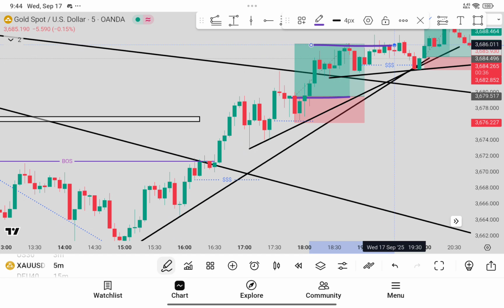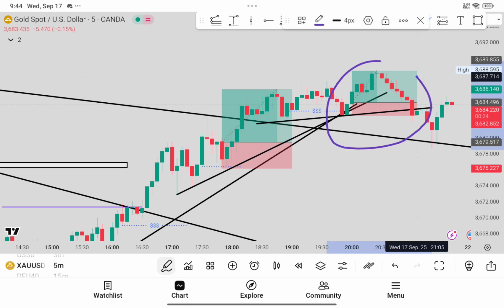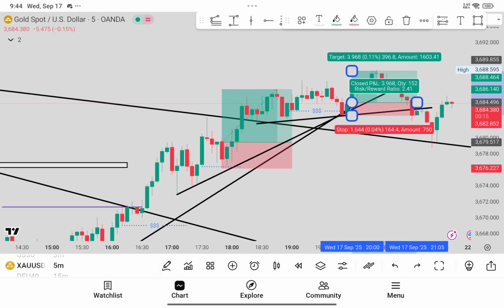the target. So in the first trade, not the German trade, in the Nasdaq, I lost the trade, and this is the second trade, which hit the target. And this is another opportunity which I got, but I was not available at that moment, and that's why I just missed this wonderful opportunity. And you can see it hit the target 2:1, 2.41.